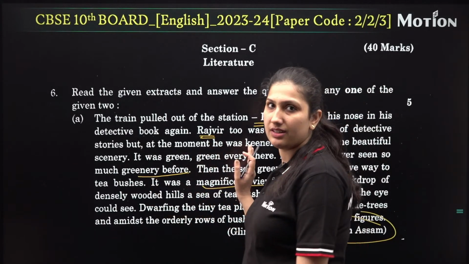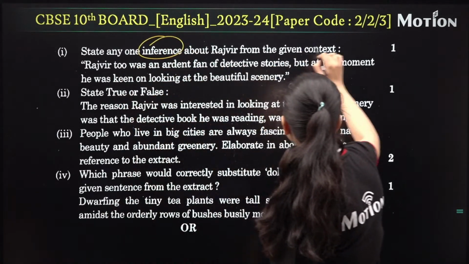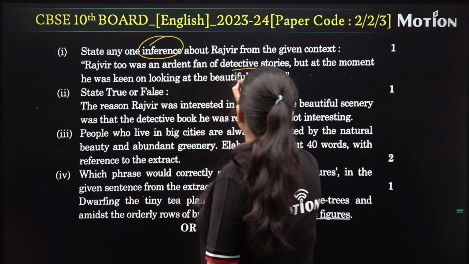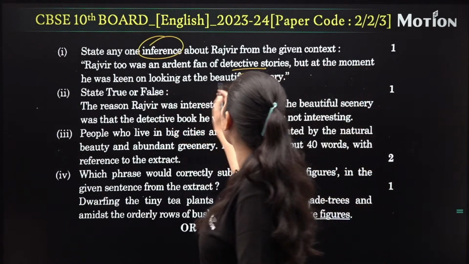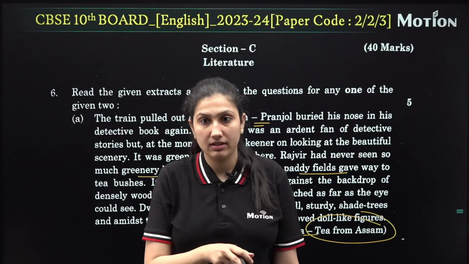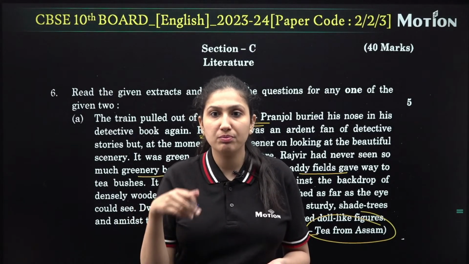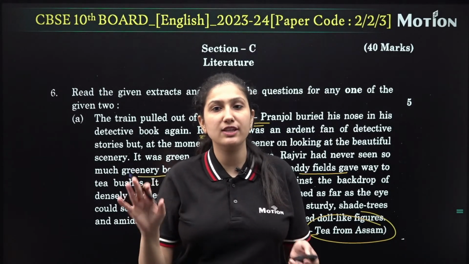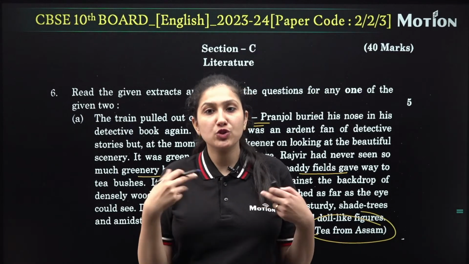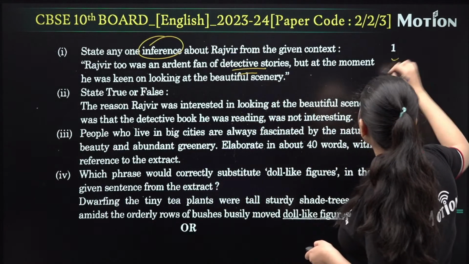No need to read this extract itself. State any one inference about Rajveer from the given content. Rajveer too was an ardent fan of detective stories. बहुत पसंद थी उसको, but at the moment he was keen on looking at the beautiful scenery. Reason was he was specially there. He specially went with his friend to know more about all these things, to be with the nature, tea plantation and so many things. उसके बारे में जानने के लिए वो गया है. So at that time he won't be interested in reading instead of enjoying the moment. So this you must have written. इसका आपको मिल गया होगा.